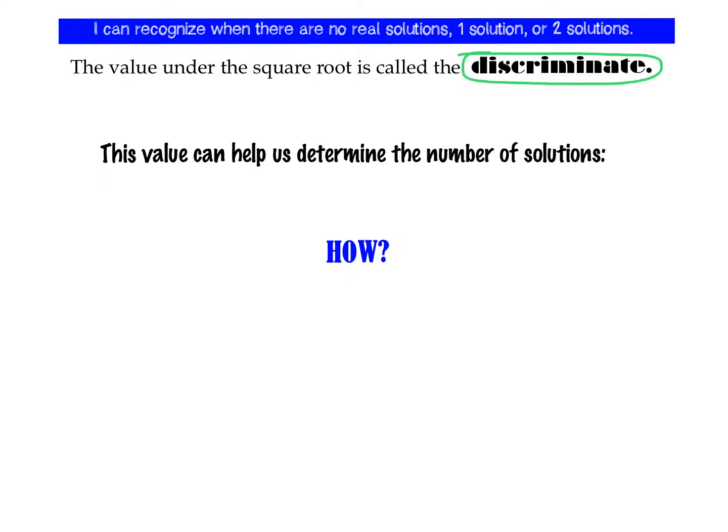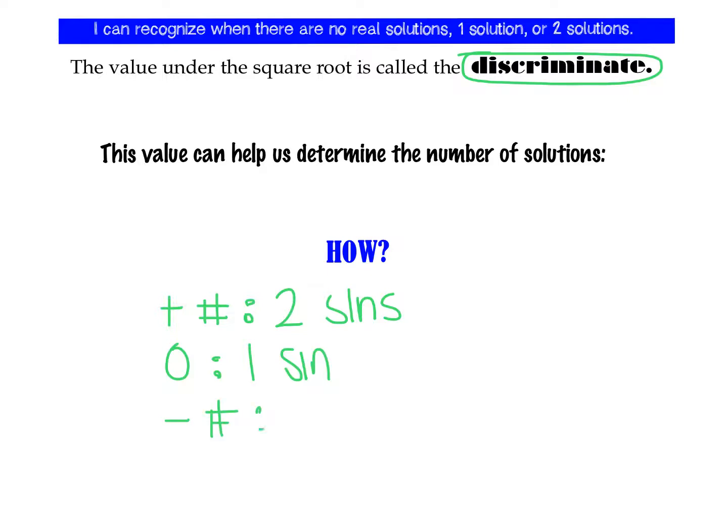And that is essentially what determines the number of solutions. Because if we have a positive number under the square root, then we know we have 2 solutions. If we have 0 under the square root sign, we have 1 solution, because the square root of 0 is 0. And if we have a negative number, we know that we have no real solutions. So that can help us.